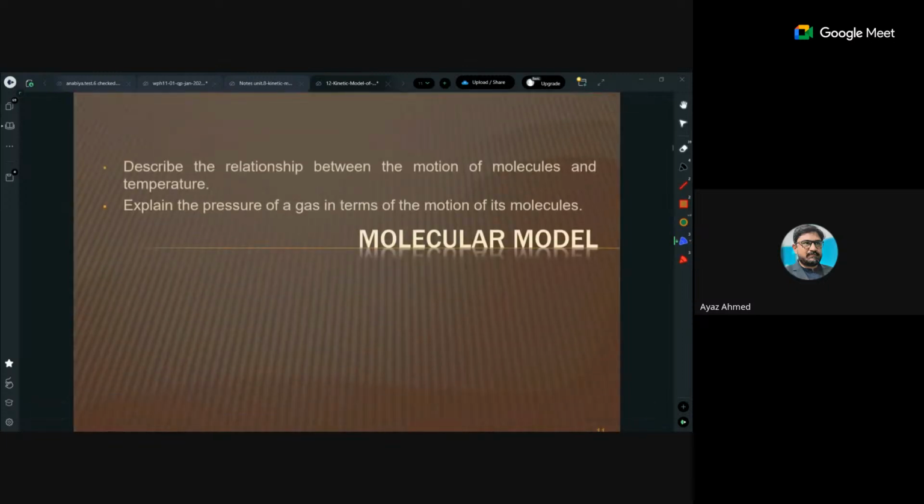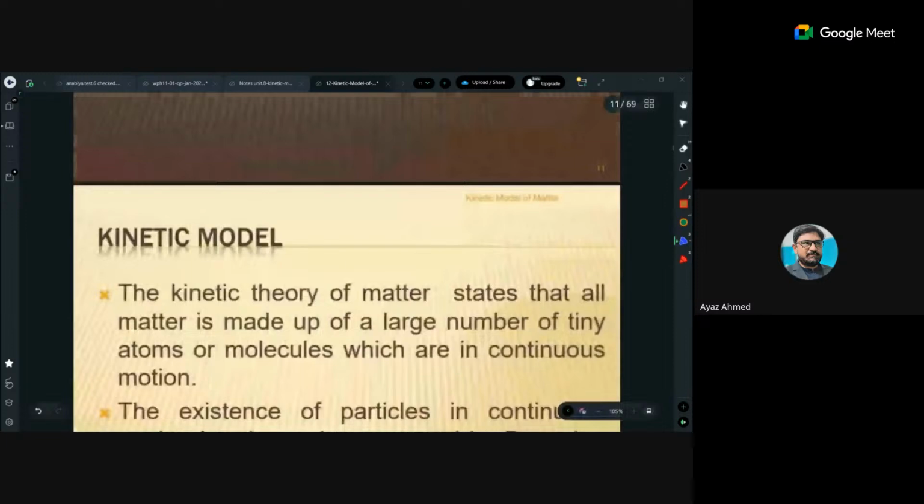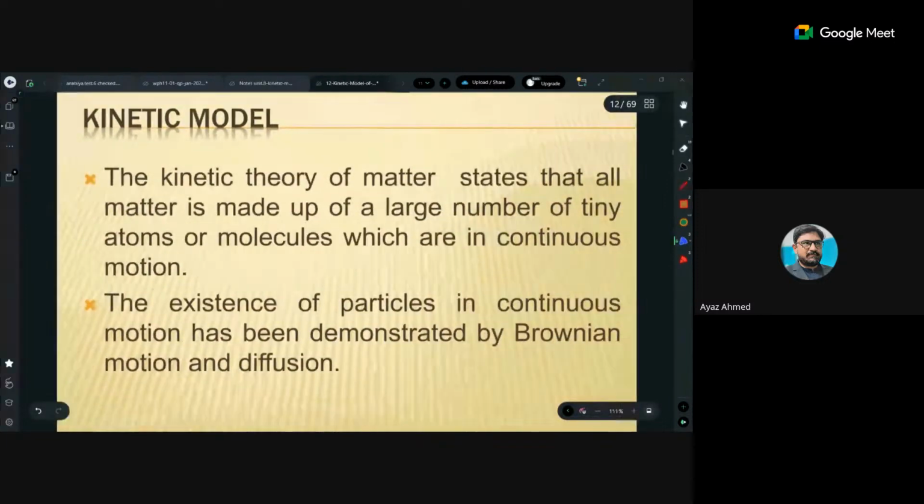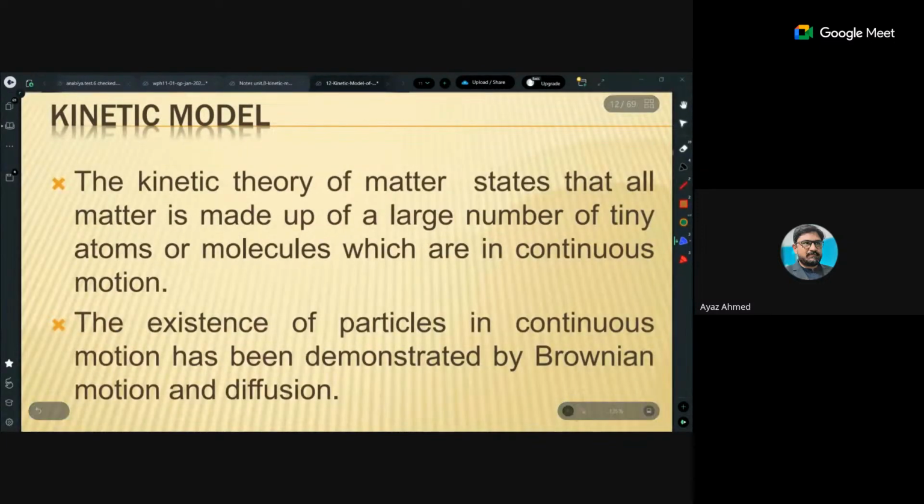Here we are going to discuss the motion of the molecules and temperature, and then pressure in terms of the motion of molecules. This is a very important question, and from here a 3-mark or 4-mark question is asked: how will you describe or explain that gases make pressure in the container? I will talk about that in detail.